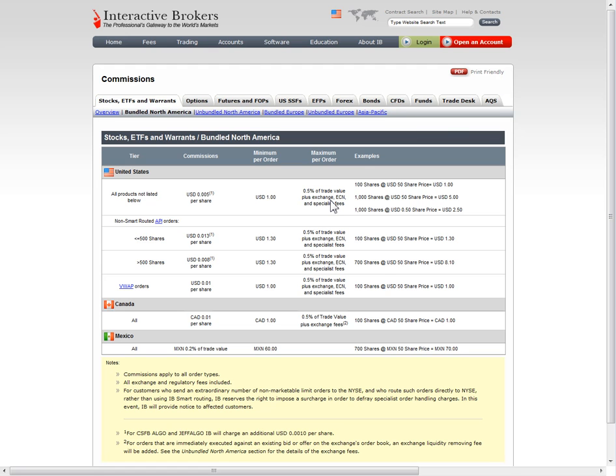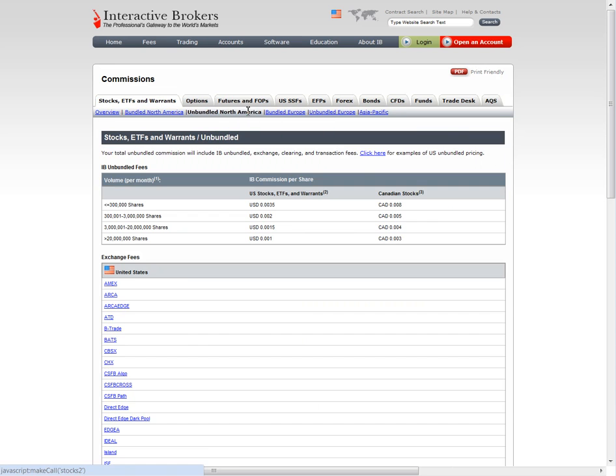However, your orders, when they go to the ECN or to the market, IB gets charged fees depending on where they're sent and how they're executed. So you can choose to go unbundled. If you go unbundled, you can save money. You only pay 0.35 cents per share. And if you do huge amounts of shares, you can go much cheaper than that too.